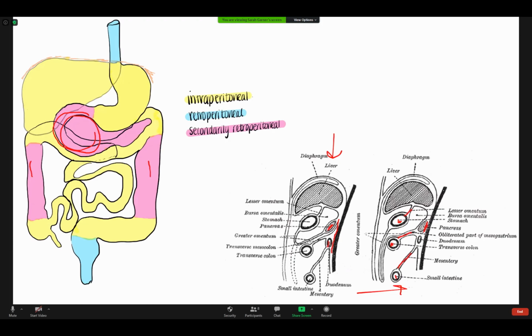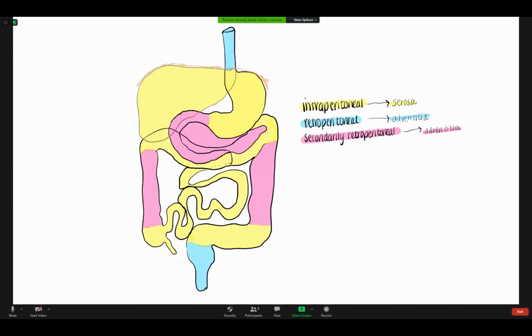So why do we care about all of this? Is this just me geeking out over embryology? Yes and no. This is really pertinent for surgical pathology. The reason is, if something is inside the peritoneal cavity, so intraperitoneal, it's going to be covered by a serosa, right? And we know that serosa is not a true surgical margin.